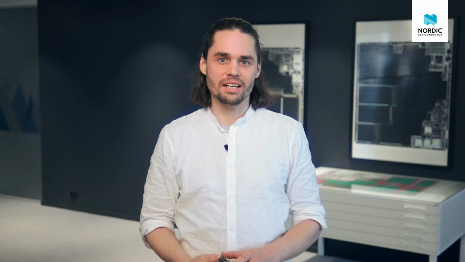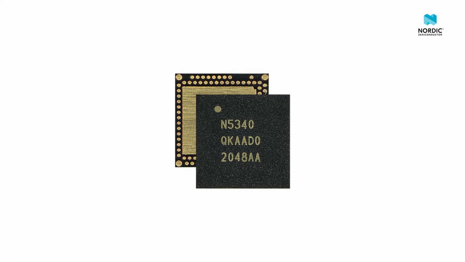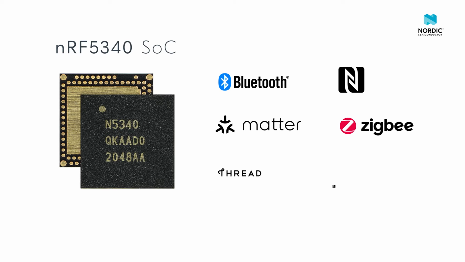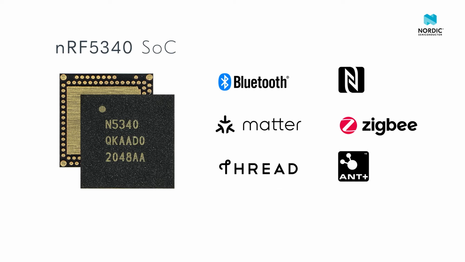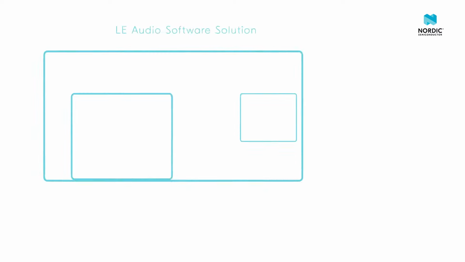Now that you know the use cases, let's look at the kit itself. This here is the star of this show, our nRF5340 dual-core Bluetooth SoC. It supports Bluetooth LE, NFC and many other wireless protocols. What I'd like to highlight for Bluetooth LE audio is the audio PLL and the dual-core setup. This enables the SoC's great LE audio performance.